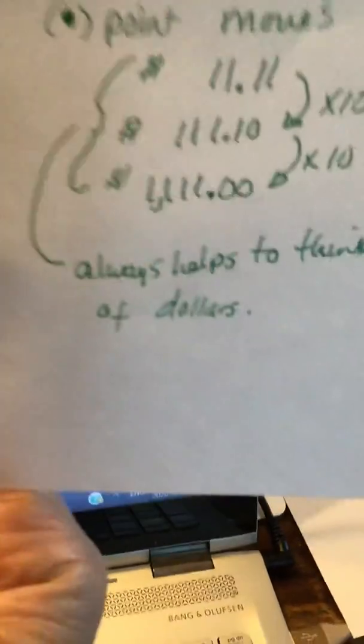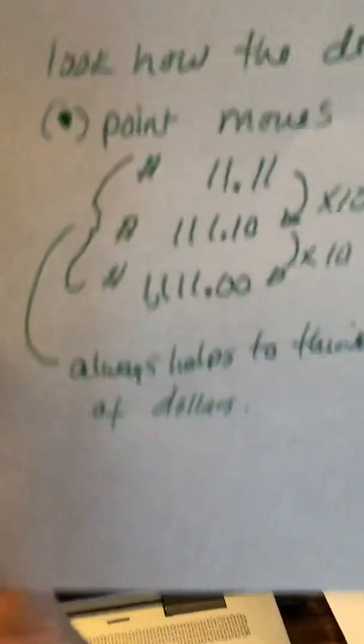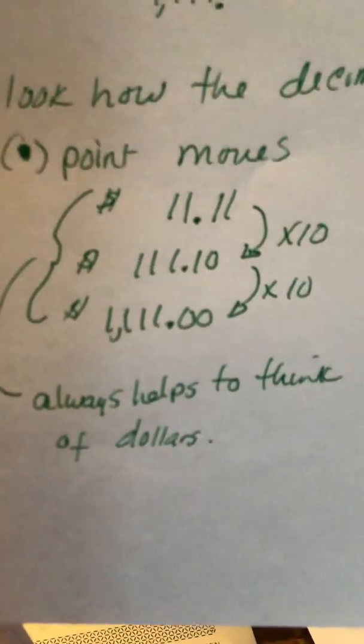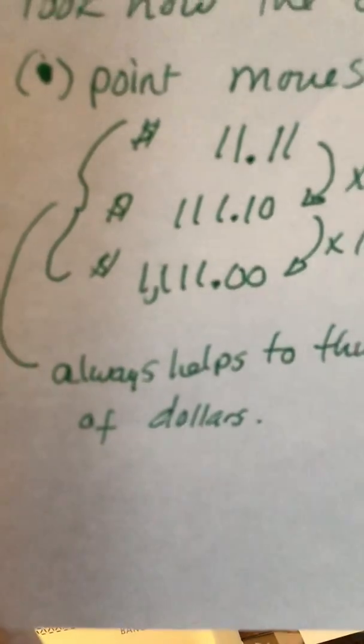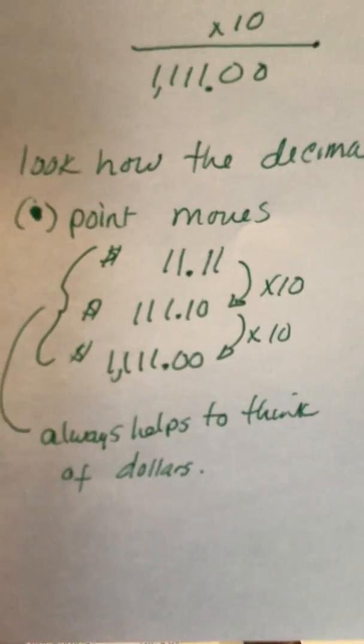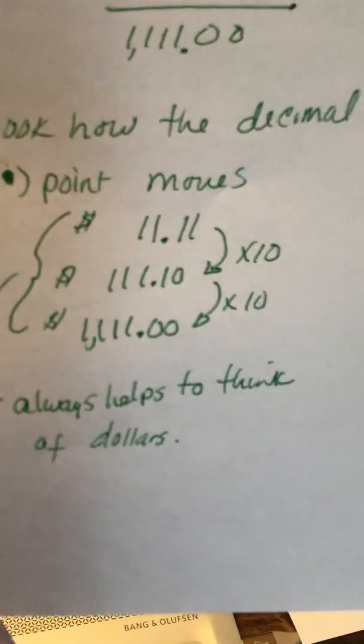$11.11. I like to think of dollars. It always helps to think of dollars. Right? Times 10, $111.10. If I multiply it again by 10, it goes over. I wonder what happened if I divided by 10. Stop and think for yourself what would happen to the decimal point if I divided by 10.